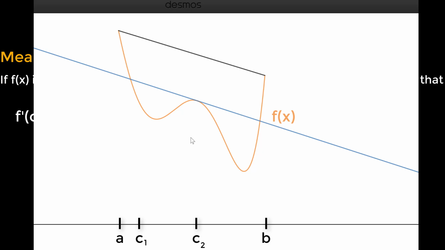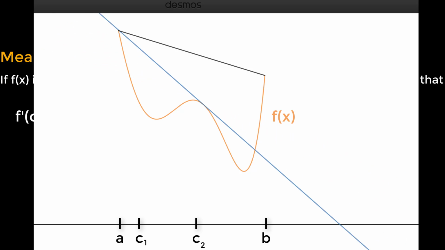Or to be more exact, the derivative at this point is equal to f of b minus f of a all over b minus a, or the slope between those two points. And to go even further, let's show you one more point.